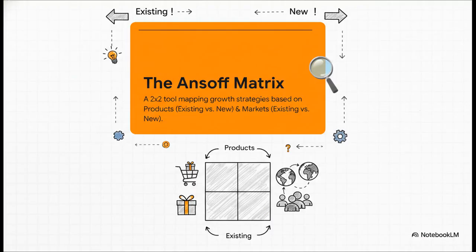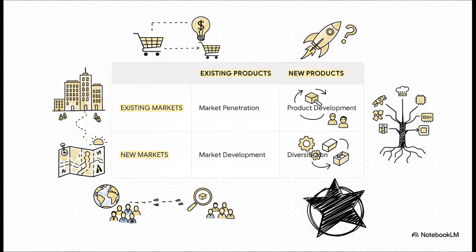So at its heart, the Ansoff matrix is just a simple little 2x2 grid. That's all. It lays out every possible way you can grow based on two simple things: your products, what you sell, and your markets, who you sell to. And for each of those, it just asks, is it existing or is it new? Simple as that. And when you put those together, boom, you get four clear, fundamental paths to growth. You combine your existing and new products with your existing and new markets and out pop these four strategies: market penetration, market development, product development, and the big one, diversification. Each little box on the grid is its own unique playbook.